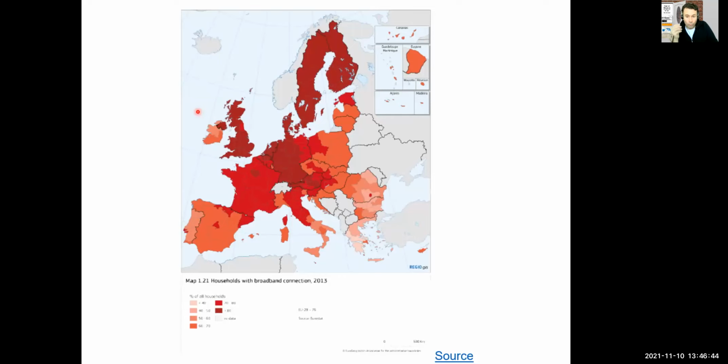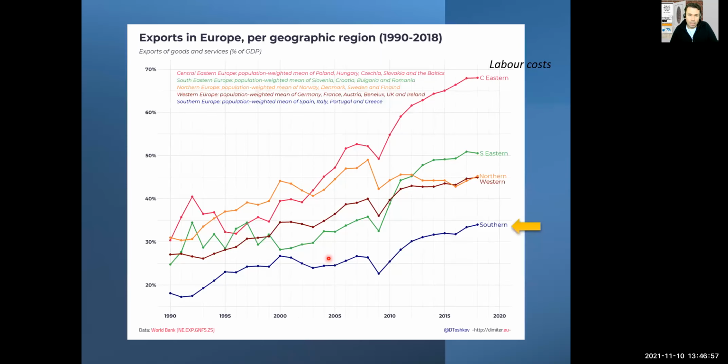And for households with broadband connection, we have some lagging regions in the southern part of Europe, mainly in Greece and also the southern part of Italy. In terms of exports, since the crisis, more or less one year after the crisis, 2007, 2008, there has been an evolution in terms of exports in the southern part of Europe. It's still lagging behind in comparison to other regions.